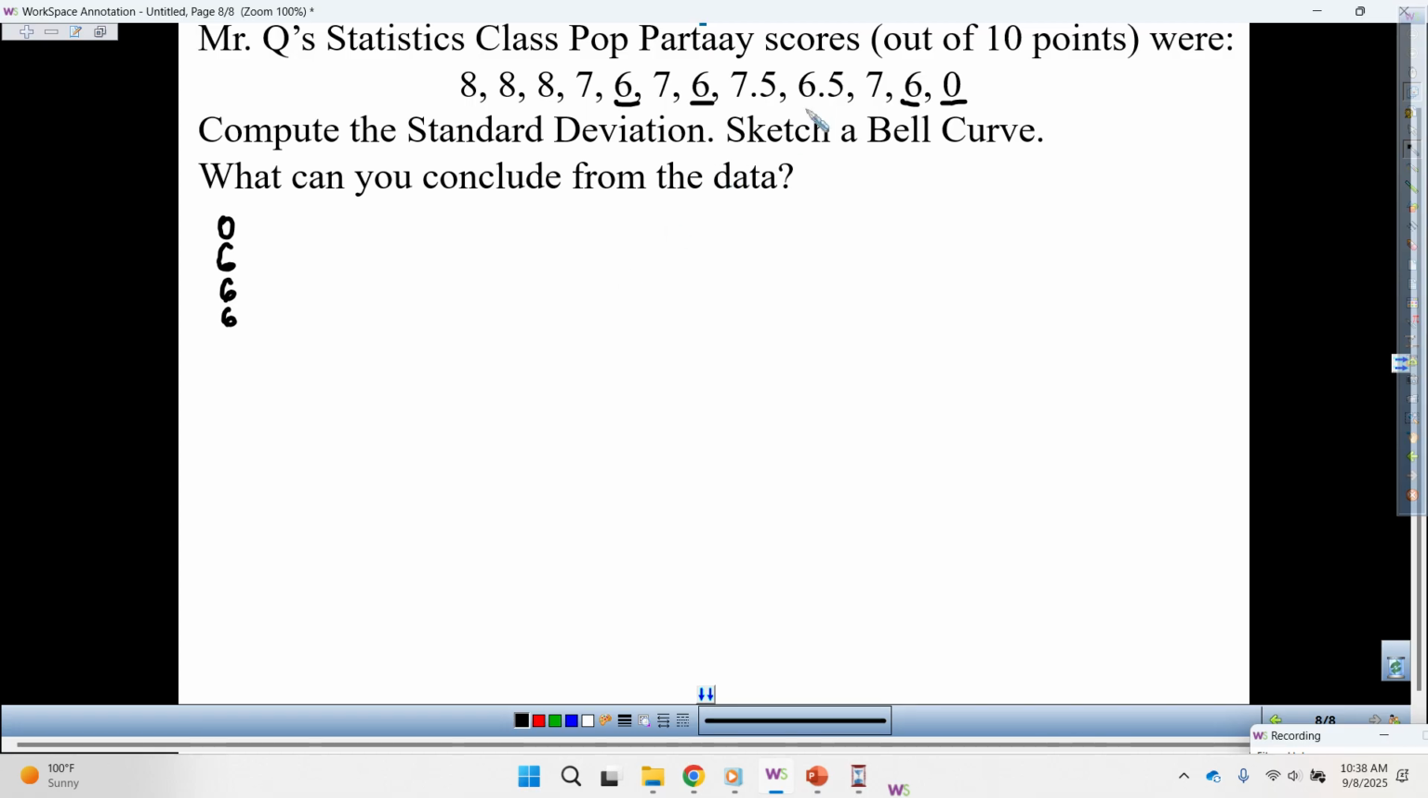From there, we go to 6.5. From there, we go to 7. 1, 2, 3 sevens. From there, we go to 7.5. From there, we go to 8. There's 3 of them. So we got 4, 5, 6, 7, 8, 9, 10, 11, 12 data points. All right.